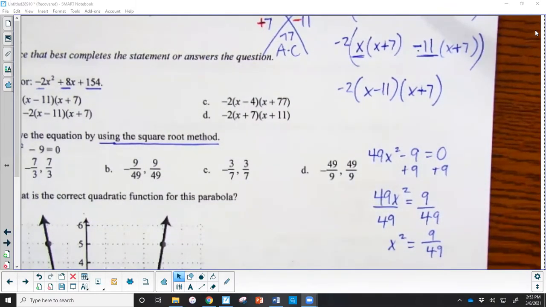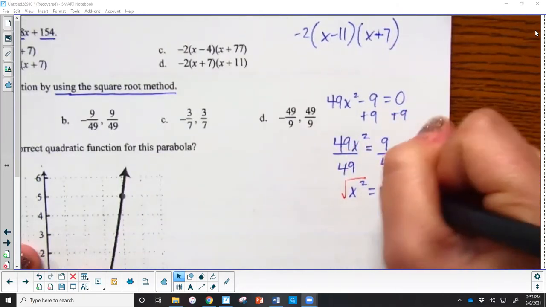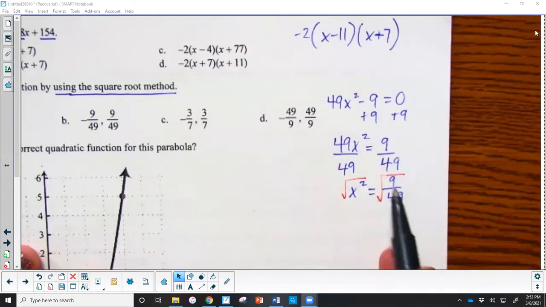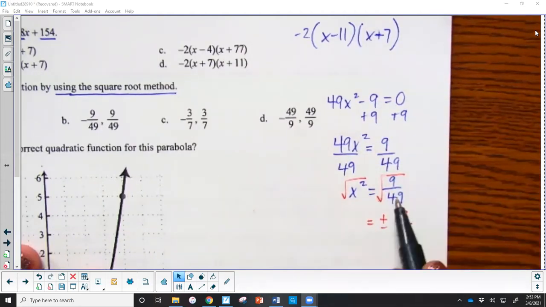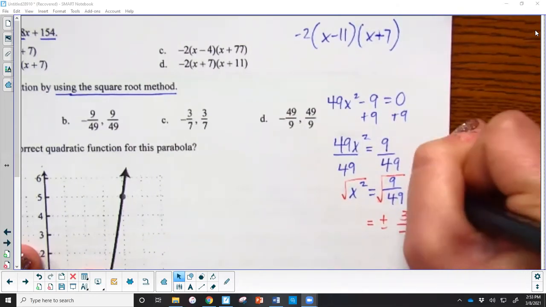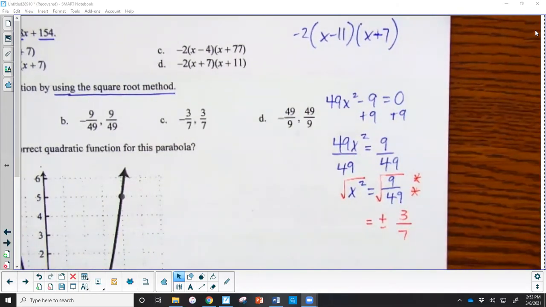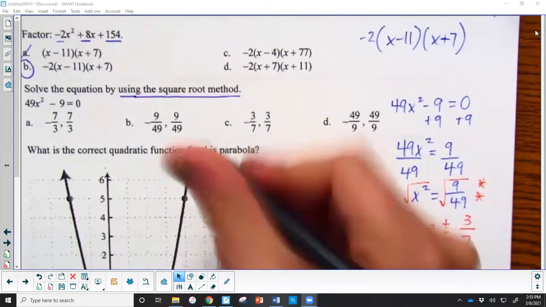Then to undo a squared, I'm going to take the square root. Square root this side, square root this side. The square root of 9 is going to be 3. The square root of 49 is going to be 7. Both of these are what we call perfect squares. So positive and negative 3/7. C.